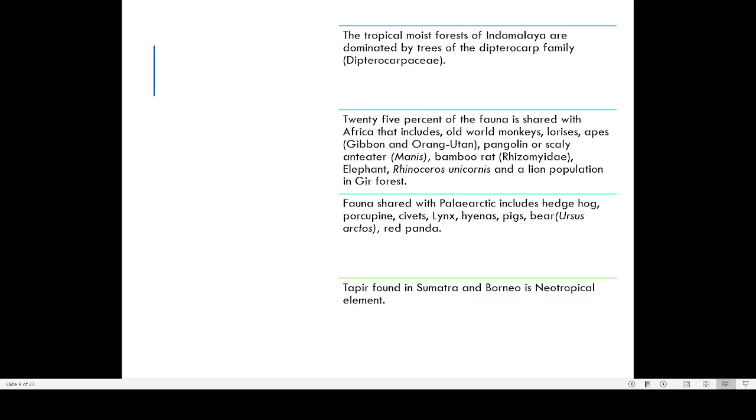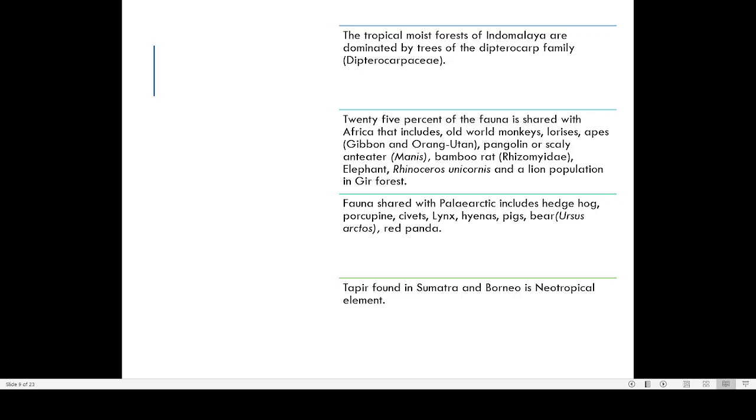So this kind of similarity is present in case of animals. That is, many of the animals, especially one-fourth of the animals that we are finding in Africa and India, are similar. Then fauna shared with the Palearctic. Palearctic means this China region. Here you can see that. So these are the regions.